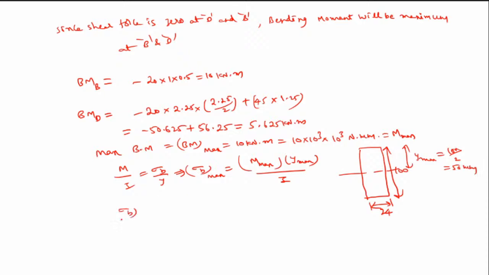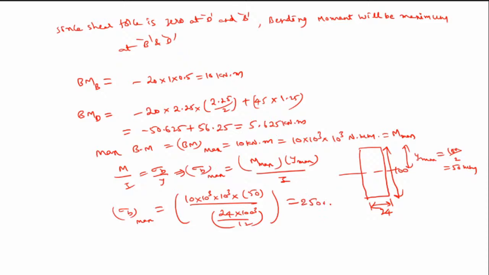So sigma b max is equal to M max, how much? 10 into 10 power 3 into 10 power 3 into y max 50, by 24 into 100 cubed by 12. So this is the value we'll be getting. The value of this one will be around 250 megapascal. So 250 megapascal is the answer.